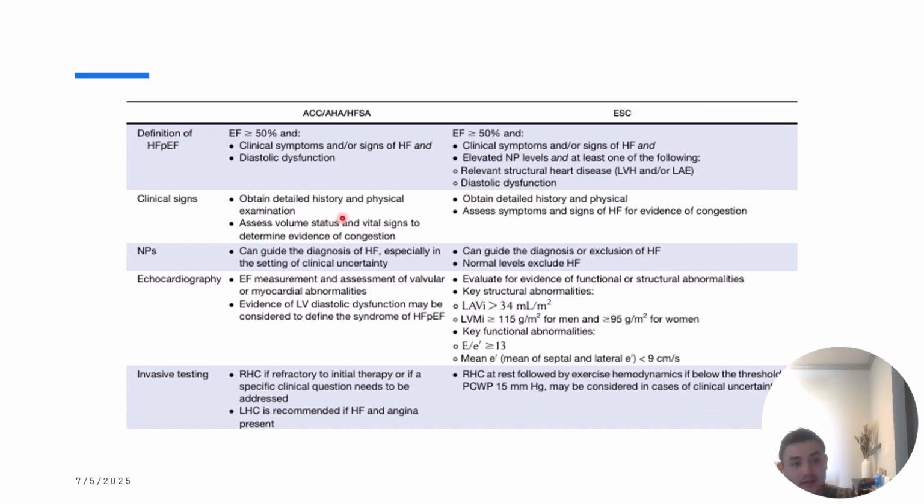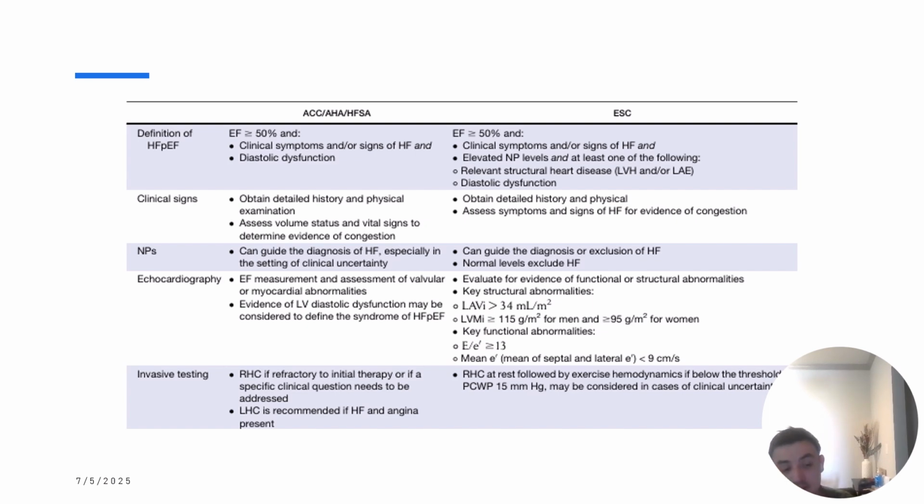ACC and European guidelines. This table is taken from the new guidelines. I added this table to show you that they agree on the core principles: the ejection fraction has to be more than 50%, that we already talked about. You have to have clinical signs, laboratory, echocardiogram, and if, for example, the echocardiogram is inconclusive, you may perform a right heart cath in the patient, figure out what the pressures are, and then you can diagnose the patient with heart failure with preserved ejection fraction.